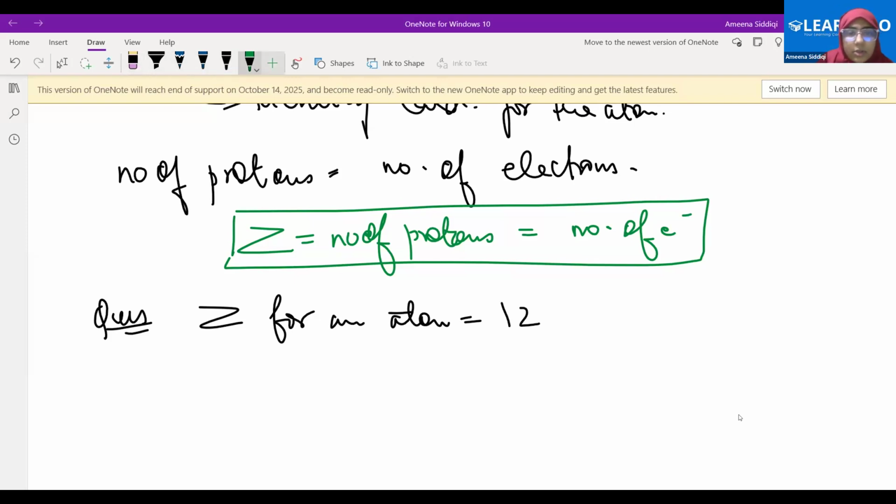Therefore, we know that the number of electrons and protons in an atom are equal. So Z is equal to 12, which is the number of protons, which is further equal to the number of electrons. So therefore, it is also 12. Clear? Everyone clear?